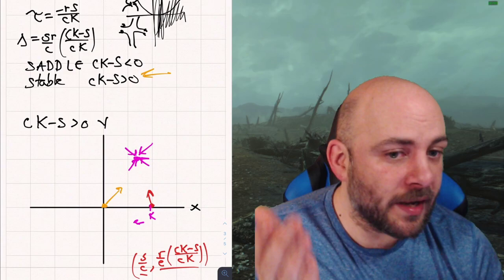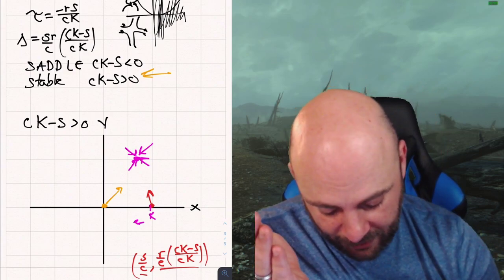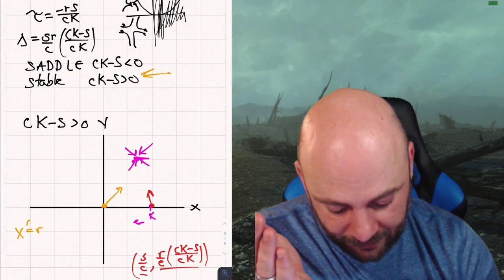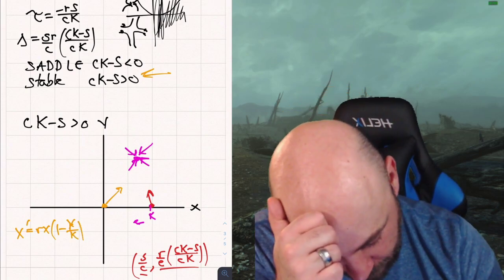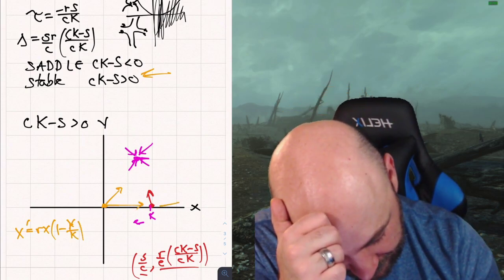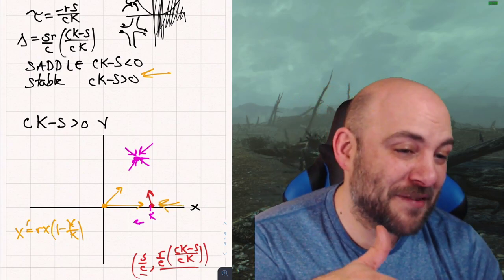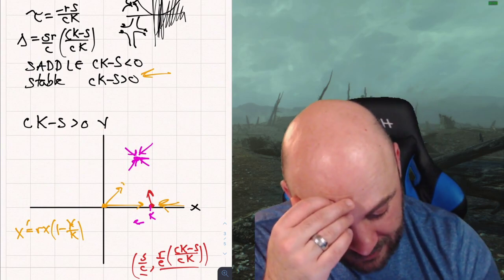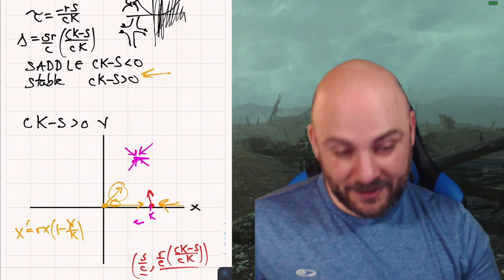But if we think about y equals 0, then x prime is merely rx times 1 minus x over k. We know how that behaves. We know it goes like this and like this, right on that axis. So we know those have to be the attracting directions, which means that this is probably not the eigenvector that sticks out, that it is in fact this guy over here.